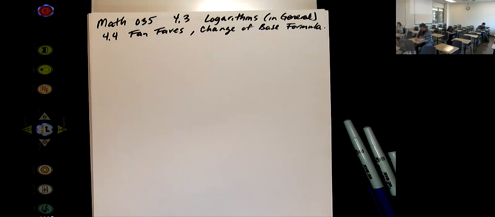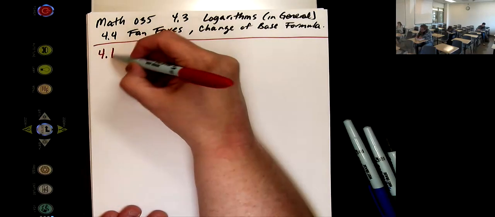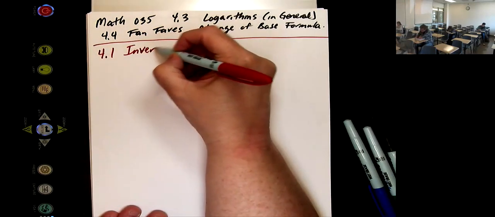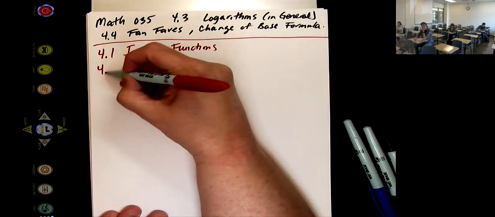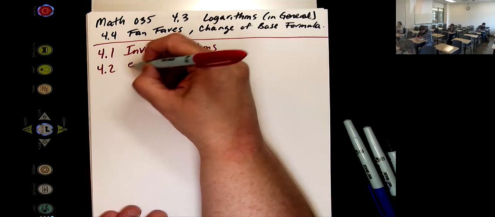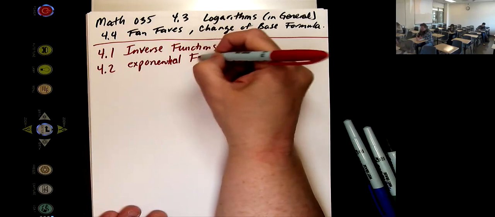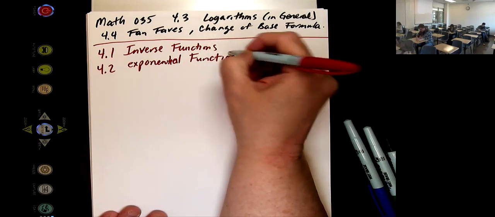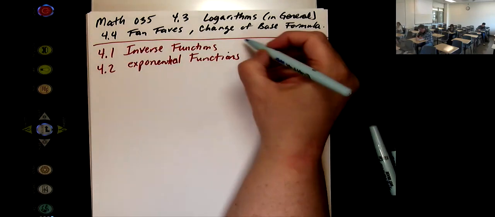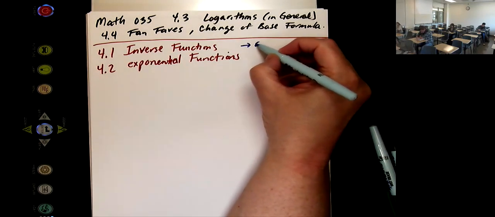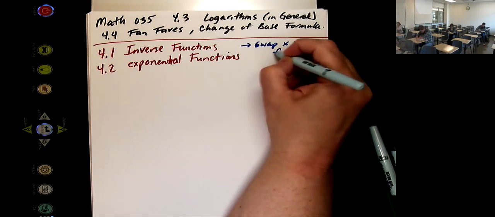Now recall that we started this chapter. What was 4.1 on? 4.1 was on inverse functions. And 4.2 was on exponential functions. So this is where we swapped y and x to find the inverse.